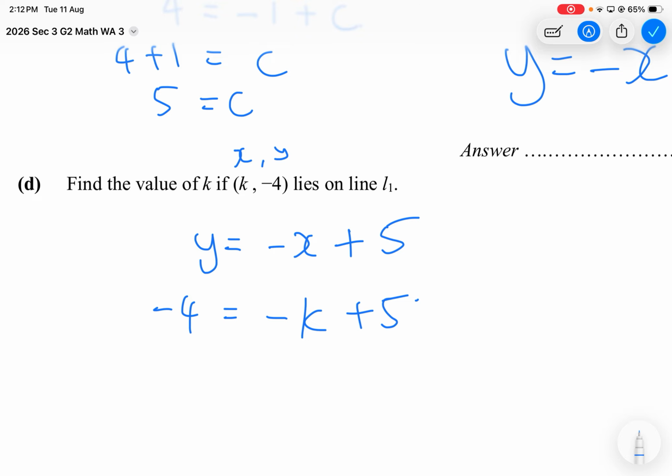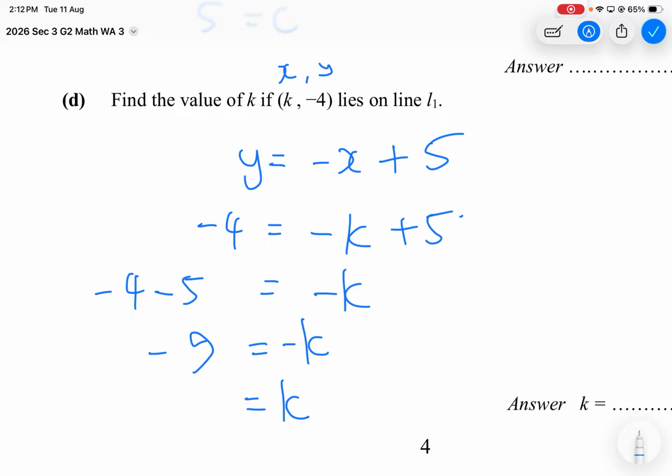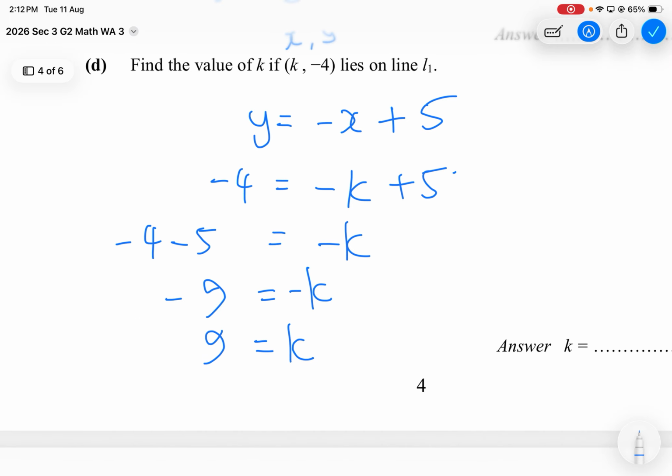Okay? Again, don't do so many things at the same time. Just remove my 5 from my k term first. Minus 5 on both sides. Minus k is the same as minus 9. So what is k? The minus and the minus is the same. So my k must be equals to 9. Or I divide both sides by negative 1. Or I multiply both sides by negative 1. So k equals to 9.